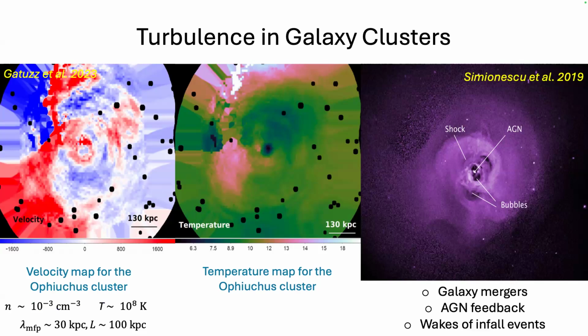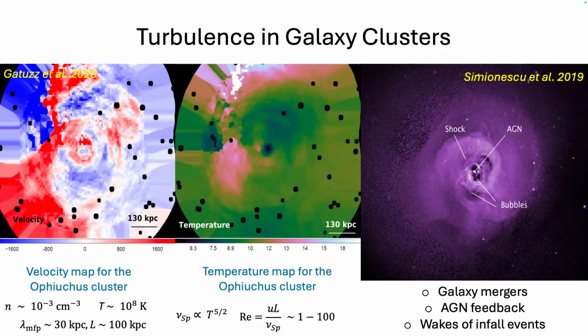So for some numbers, again, extremely diffuse, very hot. And that means that the mean free path of this plasma, which is basically the length that a charged particle in this plasma travels before it interacts and scatters off of another charged particle in this gas, is about 30 kiloparsec, and that's pretty close to some scales that we are interested in for the system, and that makes a lot of difference in how we can model this system.